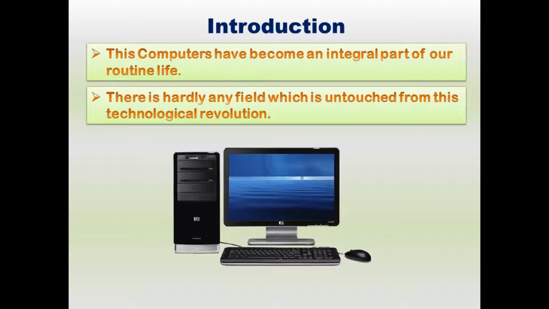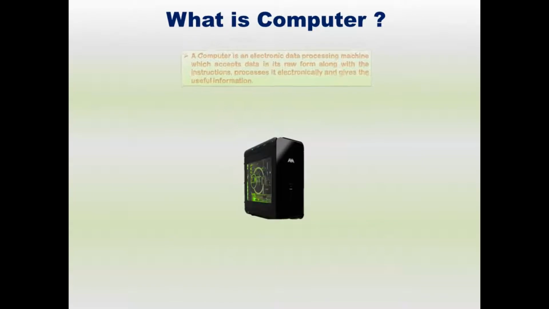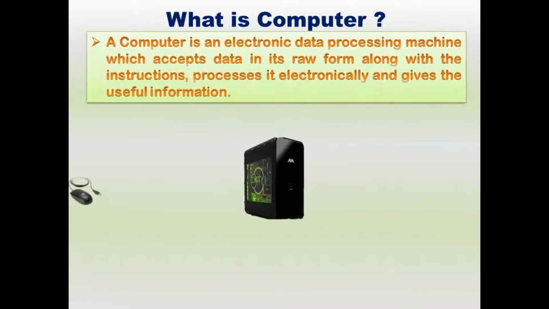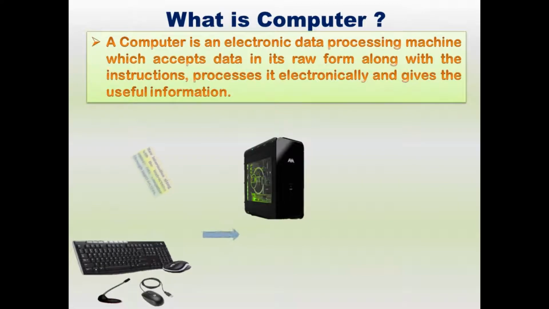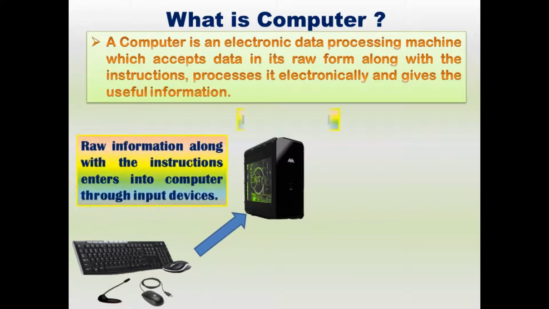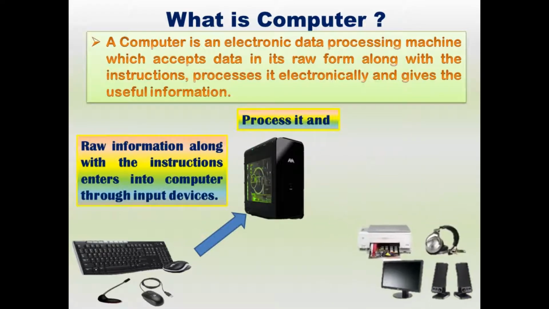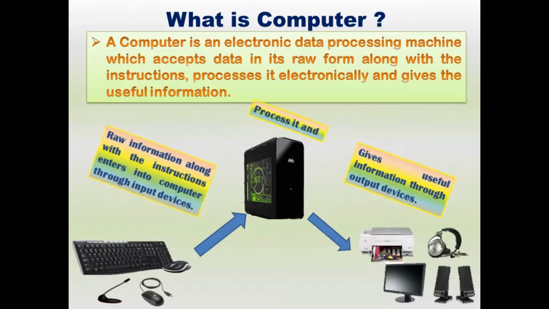So let's start. What is a computer? A computer is an electronic data processing machine which accepts data in its raw form along with instructions. It means that the computer accepts the raw information through the input devices, processes that raw information as per the user's instructions, produces meaningful information and sends it to the output devices.